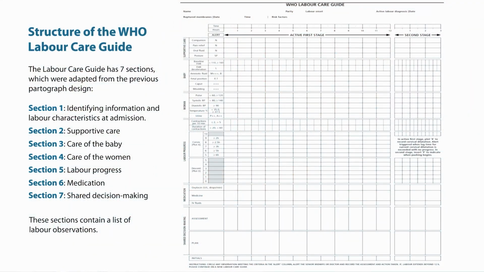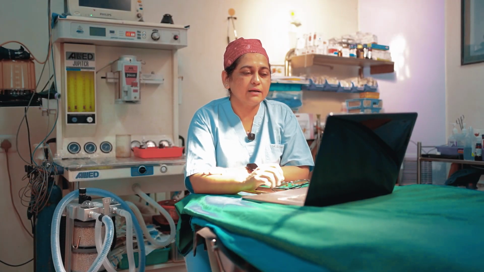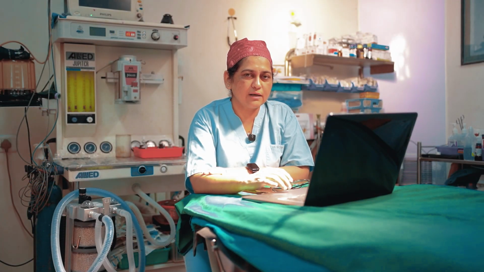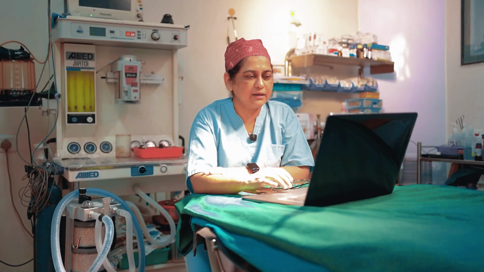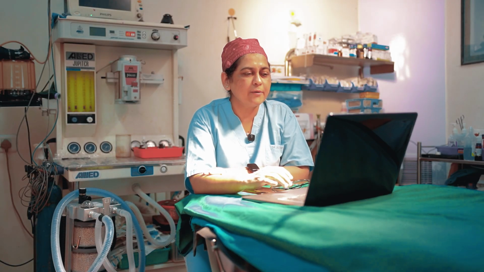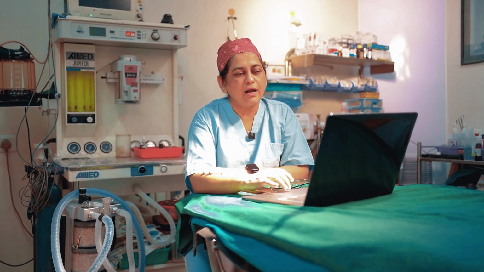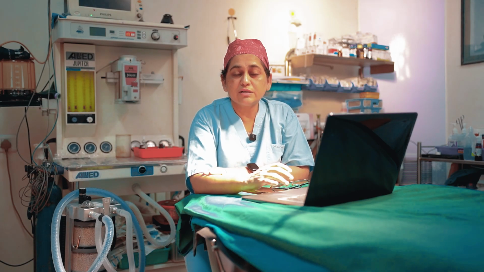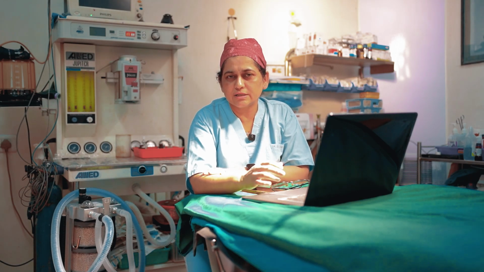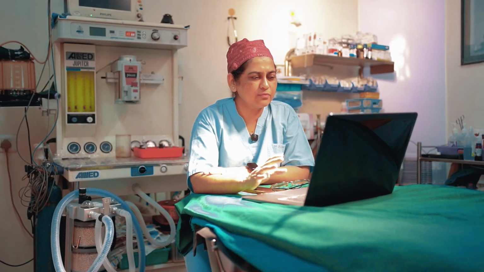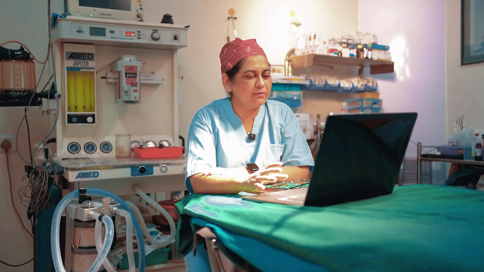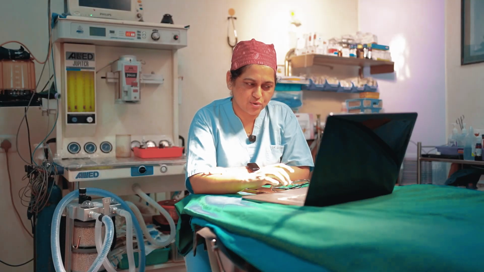So after 1, we come to section 2. In this, there are 4 components. Number 1 is labor companionship, so whether the companion is present with the woman or not. Second is whether access to pharmacological and non-pharmacological pain relief methods is there or not. Third is whether she is taking oral fluids or not. And fourth is whether she is mobile or in supine position. So there are 4 things: companion, pain relief, oral fluid and posture.